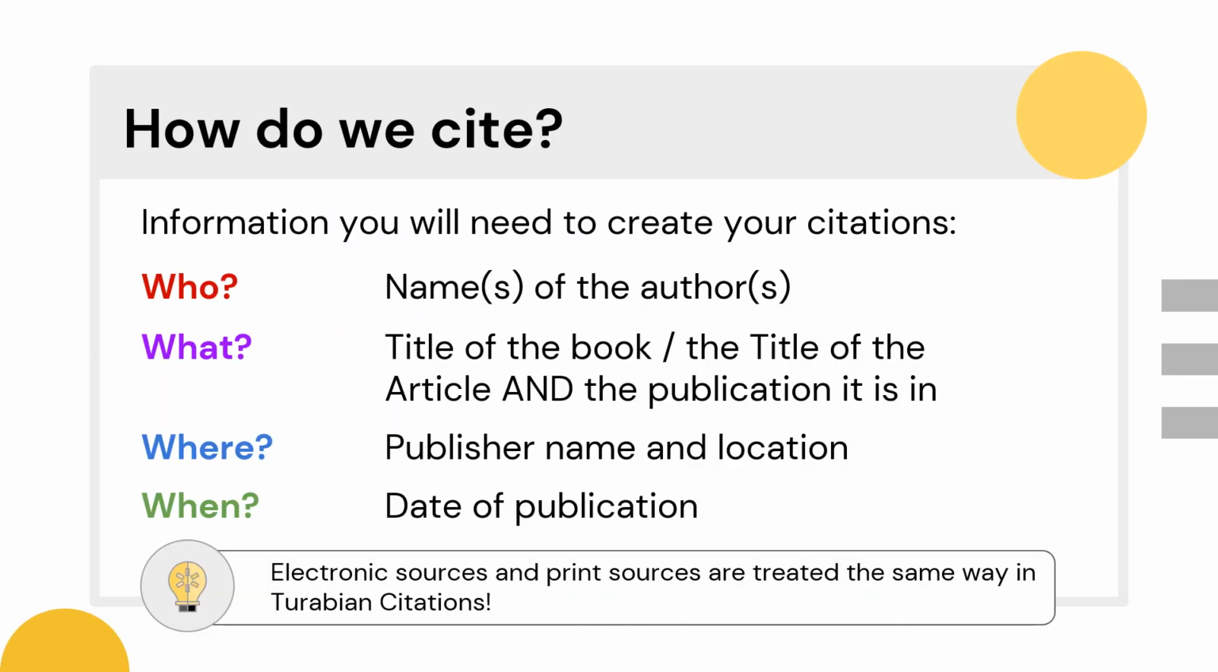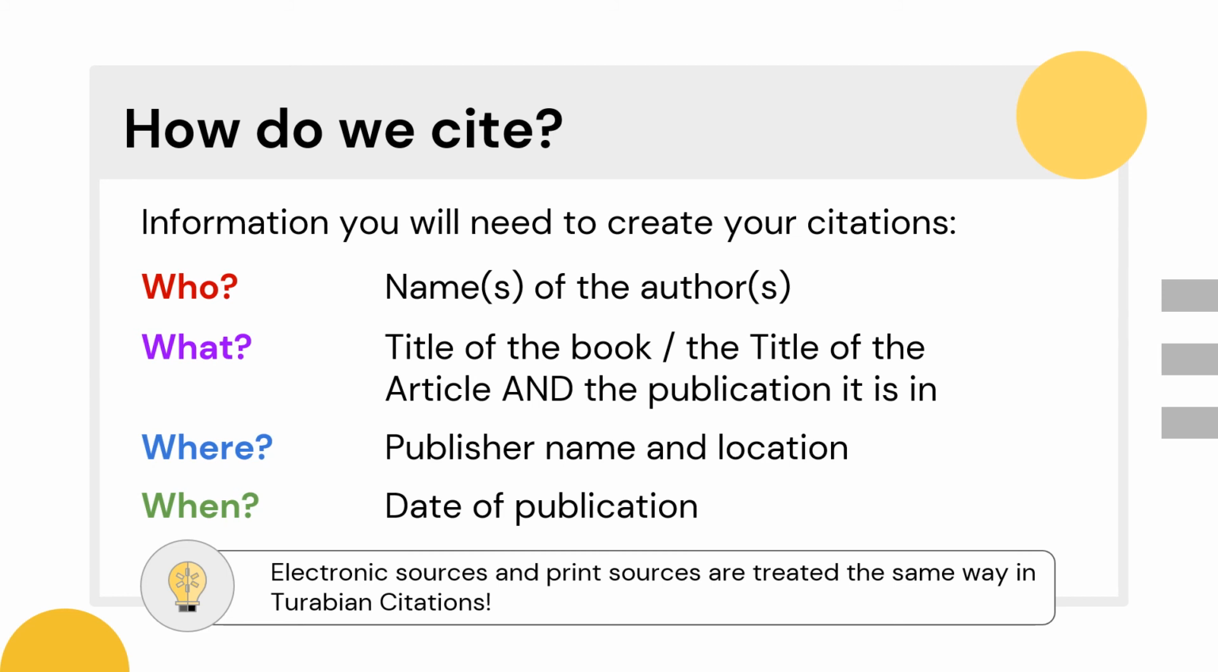You will need the following information to create a complete citation. Think of it as the who, what, where, and when of your source. We have color-coded this information to help illustrate the structure of citations on the next few slides. For the who, you will need the name or names of the authors of your source. For the what, you'll need the title of your source.